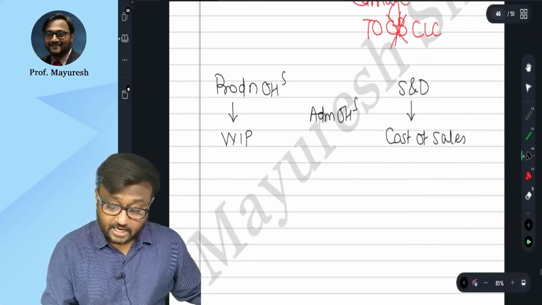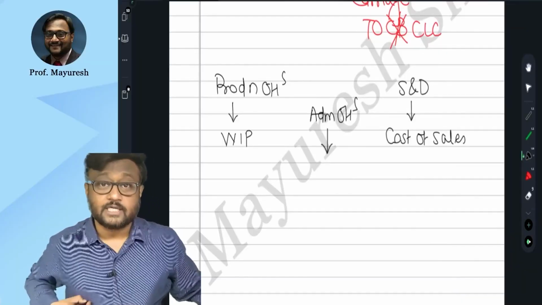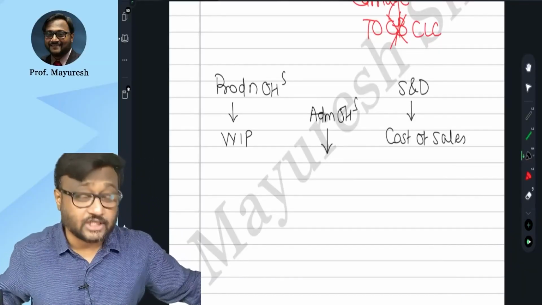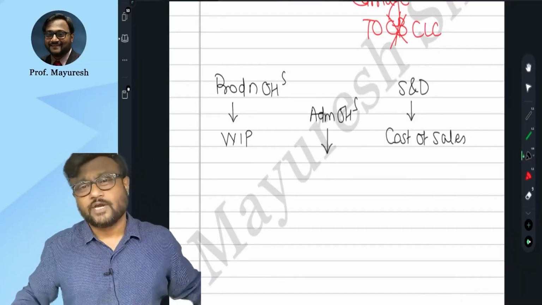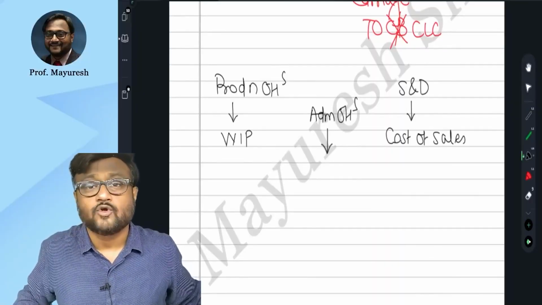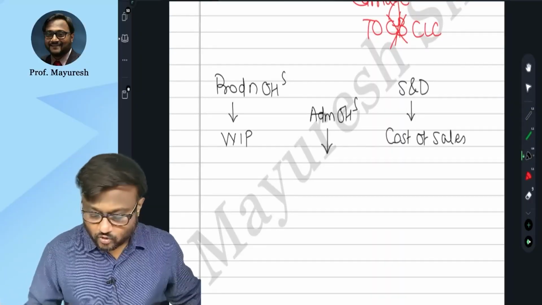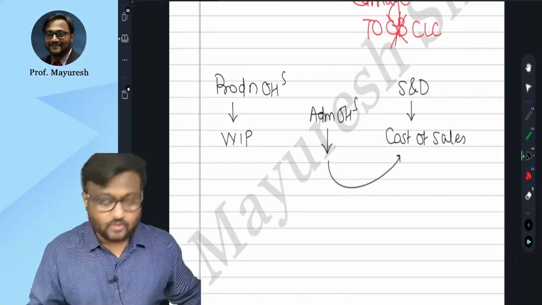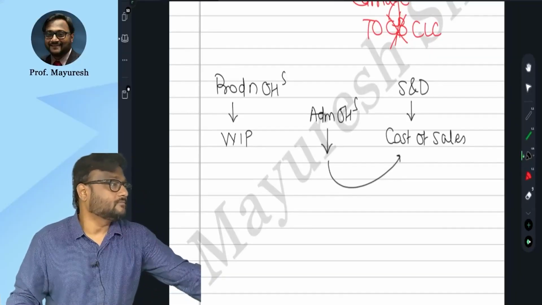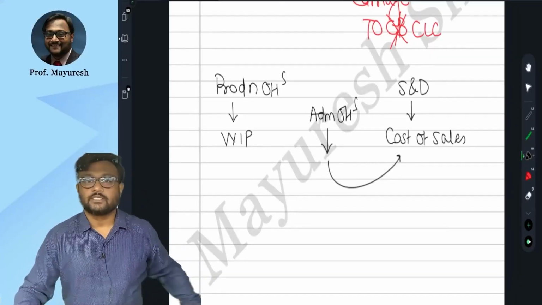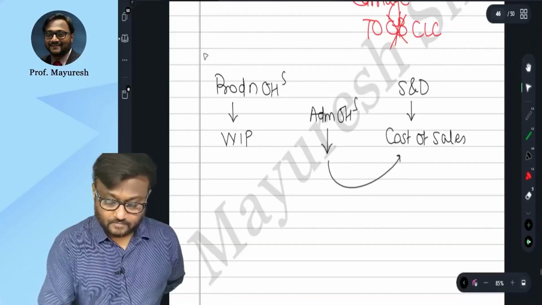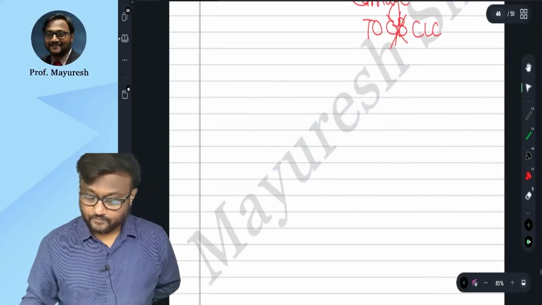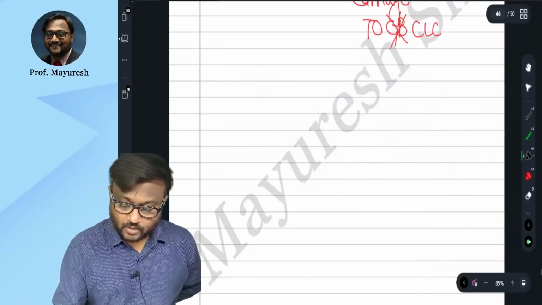And secondly, when nothing is mentioned about admin overheads, I hope you know that. We discussed that in cost sheet as well. If nothing is said about admin, admin will be considered to be general admin, and if it is general, then there is no controversy. It can be posted to cost of sales. I hope you are understanding this. So you can write here.